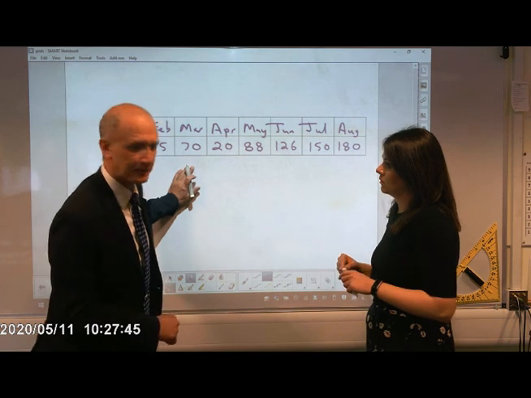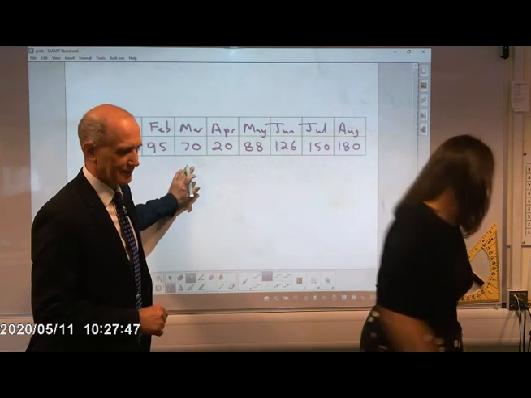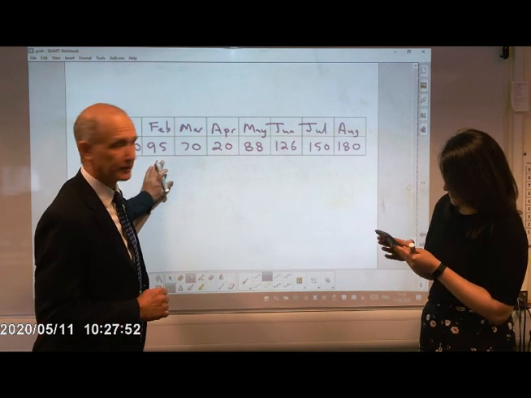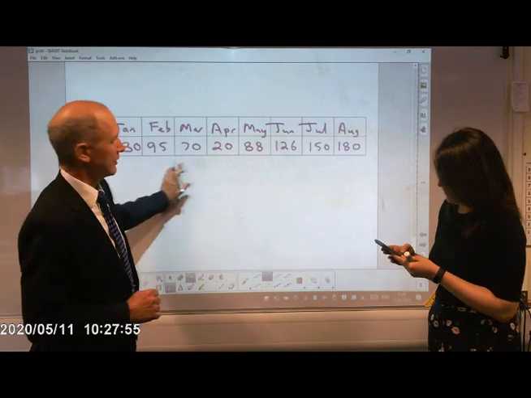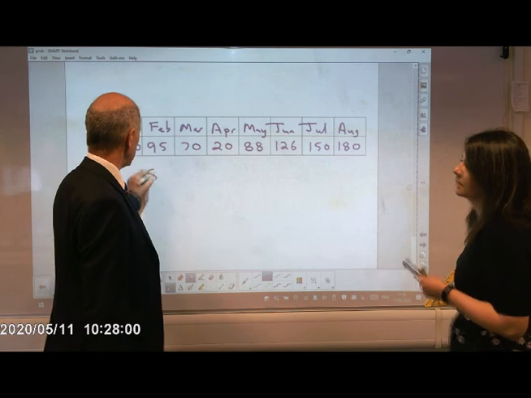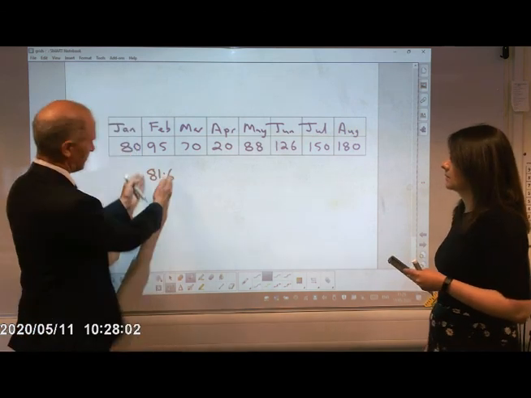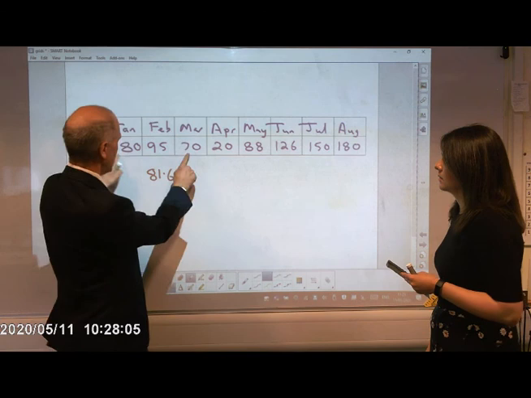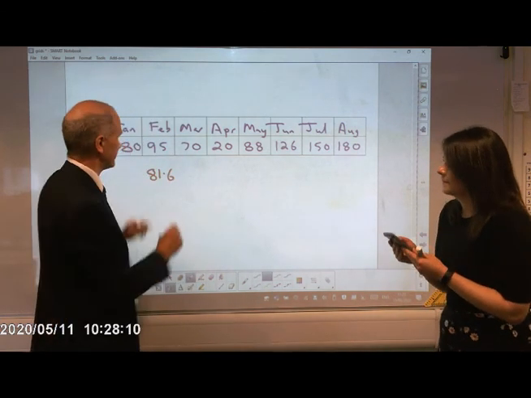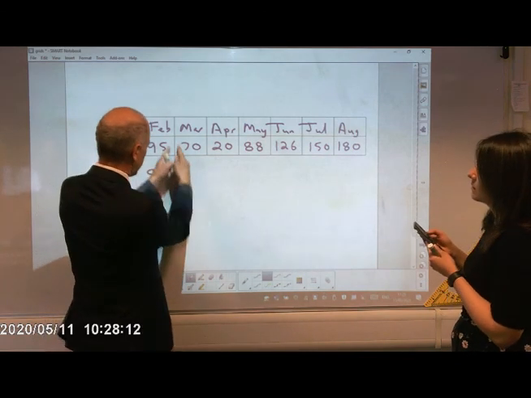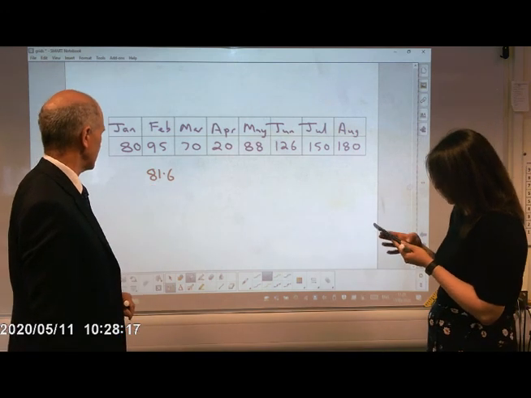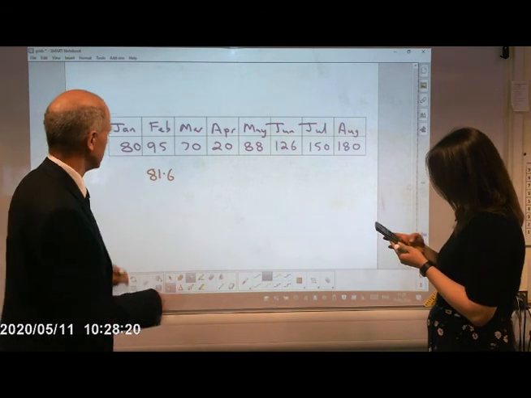I'm going to get Miss Cheeseman to do that because she's got a calculator behind her. I'm going to add up the first 3, divide by 3, and find out what the average of those 3 was. So I've got 80, 95, and 70 divided by 3 gives me 81.6 recurring. And I'm going to plot it here on my table in the middle of those 3, like a midpoint. If I had 4 points, so if I did 1, 2, 3, 4, it would effectively be between February and March. I'm going to plot my 81.6 on my graph, but I'm not going to do it yet. I'm going to get all these done first.